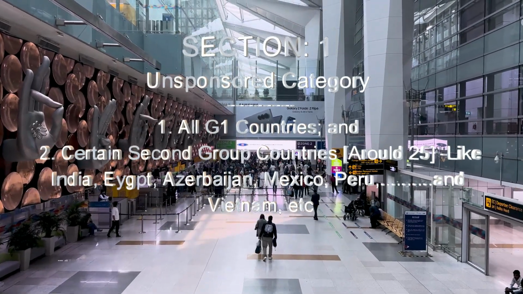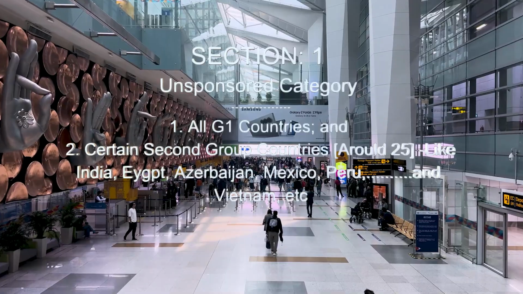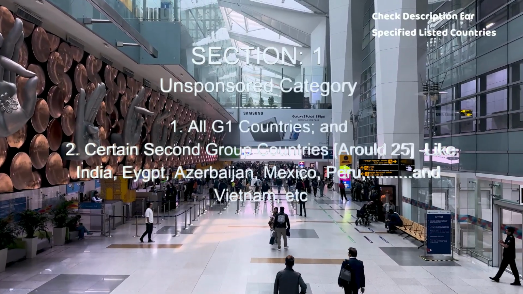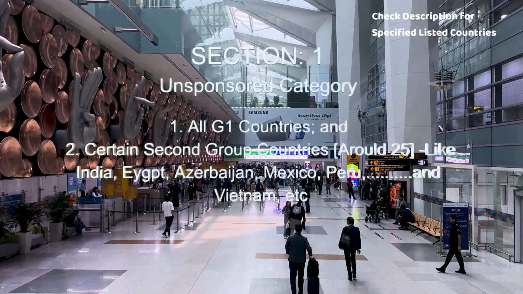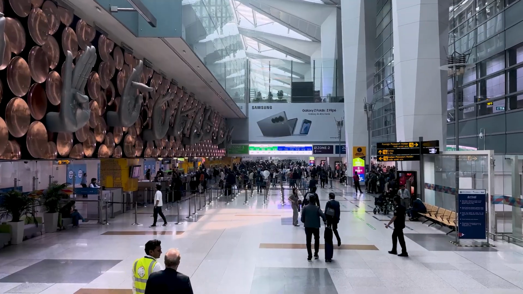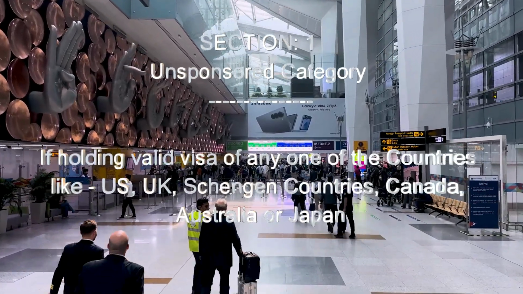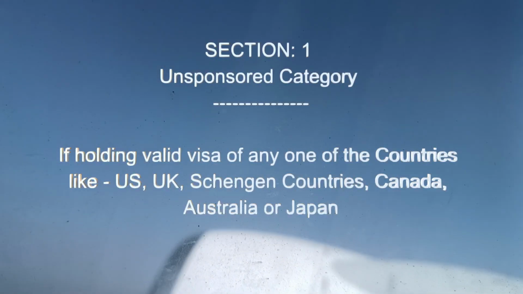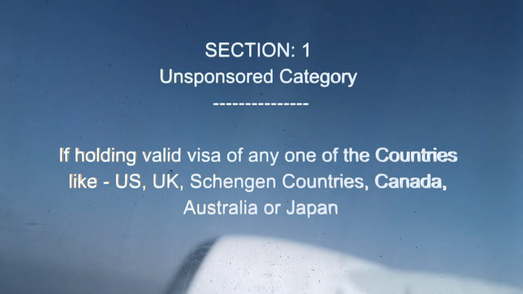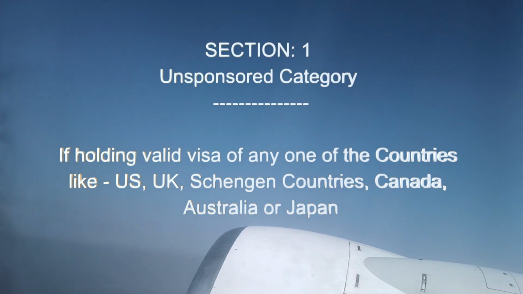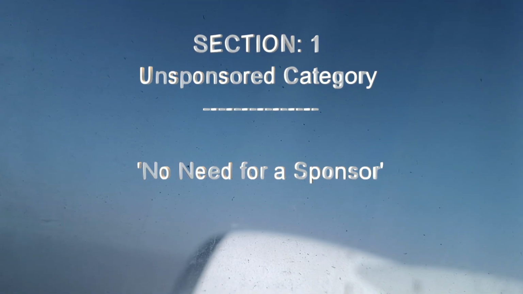Section 1. Let's start first with the unsponsored category. If you are a citizen of G1 countries or certain second group countries like India, Egypt, Azerbaijan, Mexico, Vietnam, etc., and hold a valid visa or residence card from premium countries like the US, UK, Schengen countries, Canada, Australia, or Japan, you don't need a sponsor in Oman.